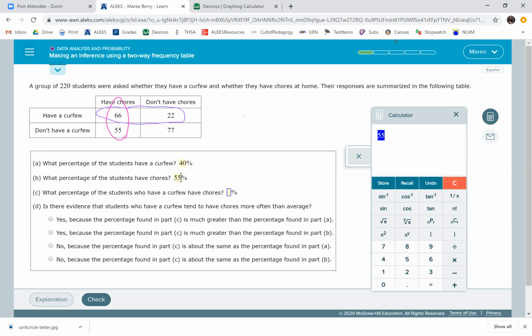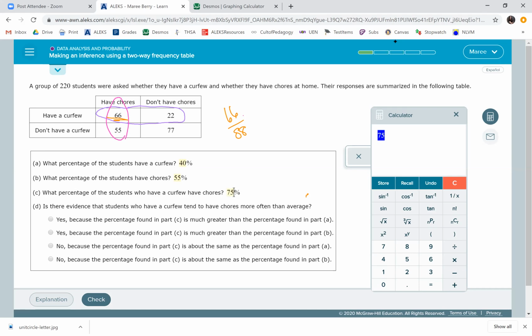What percentage of students who have a curfew have chores? So we have to know how many have a curfew, which was 66 plus 22. So 88 have a curfew. That's going to be this one. And then the ones who have chores is the 66, so 66 out of 88. We'll just do 66 divided by 88, and we'll times that by 100 to get 75.